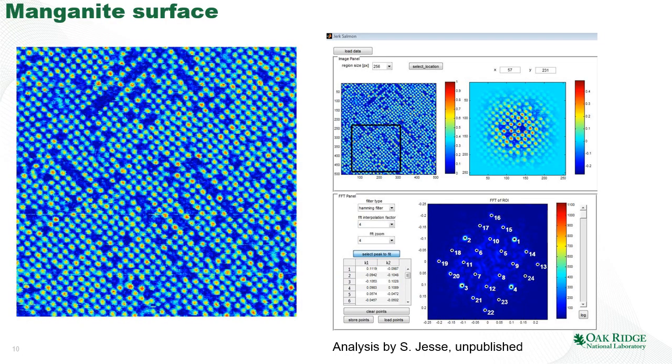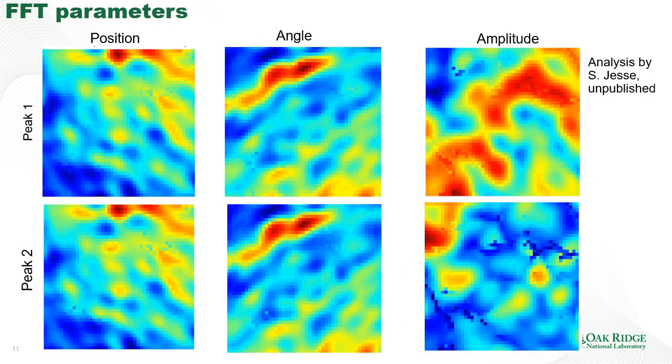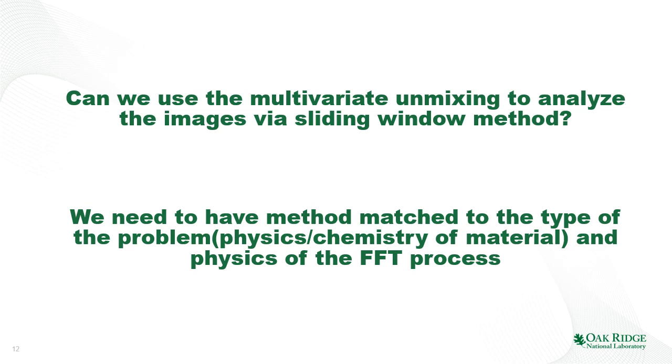Too much data. We take our whole Fourier transform and we treat each peak as independent. Of course, after we correct for symmetry, there would be a smaller number, but still we have a lot of numbers which do not necessarily have a clear physical meaning. So the question becomes, can we do better? As you have heard in the previous lectures, one of the great ways to work with large volumes of data, which have some strong similarities, is to use the multivariate unmixing methods. So the question becomes, can we use the sliding Fourier transform approach and find the multivariate statistical method that is ideally matched to the type of problem? In this case, that would include the physics and chemistry of the material, and also the physics of the Fourier transform process.